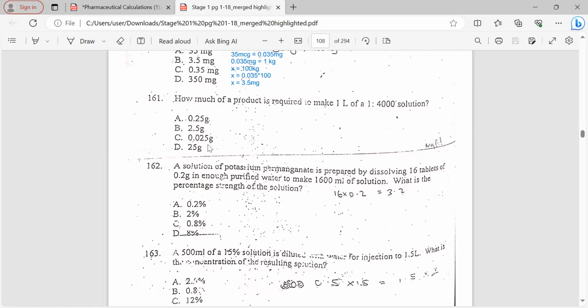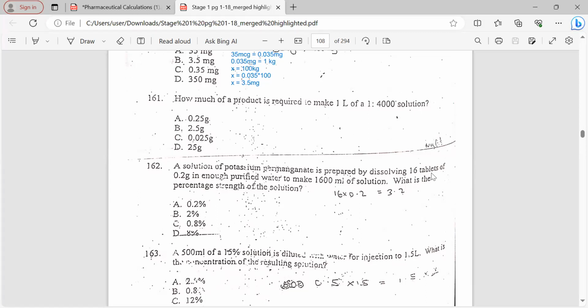Then the next one. A solution of potassium permanganate is prepared by dissolving 16 tablets of 0.2 grams in enough purified water to make 1,600 mLs of solution. What is the percentage strength of that solution? So like here we have grams and mLs. So basically we want percentage strength. Itakuwa in grams per 100 ml. Hiyo ndio itakuwa our percentage strength.